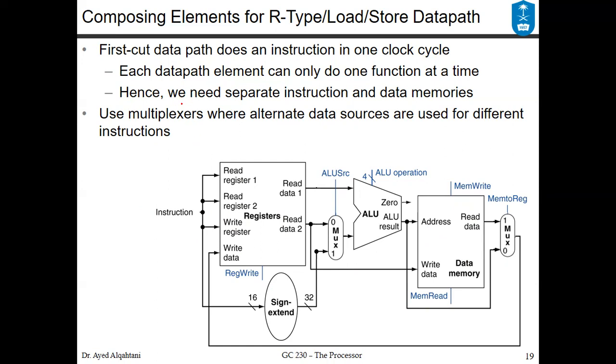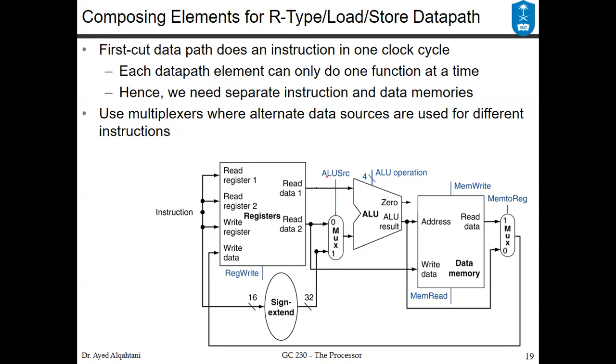Hence, and because of this, we need separate instruction and data memory, because you need to have the instruction and at the same time you need to access the data memory. And this is the reason we split the instruction memory and the data memory. And we use a multiplexer where alternate data sources are used for different instructions. So as you can see, now here we have the register file that we just discussed. We have also the ALU. And now the MUX, we know its control line.